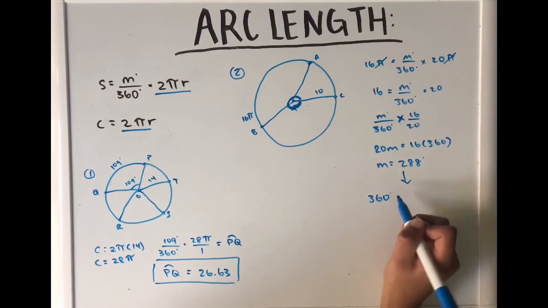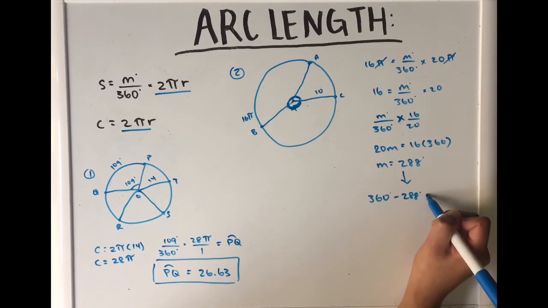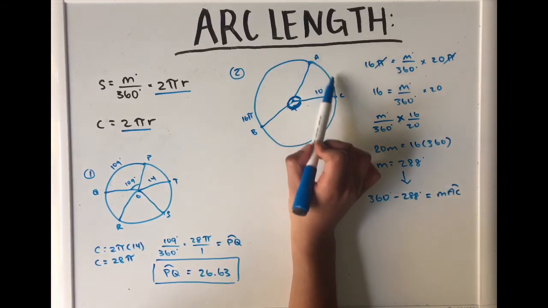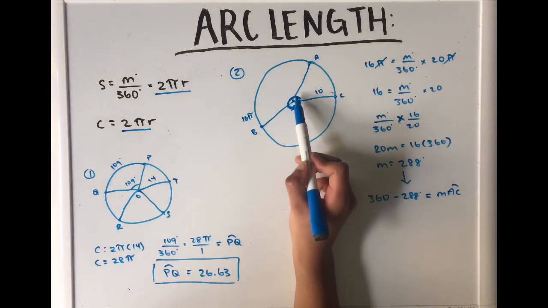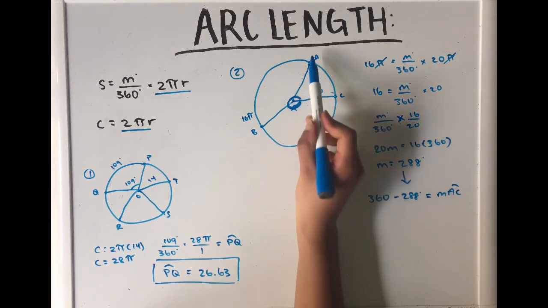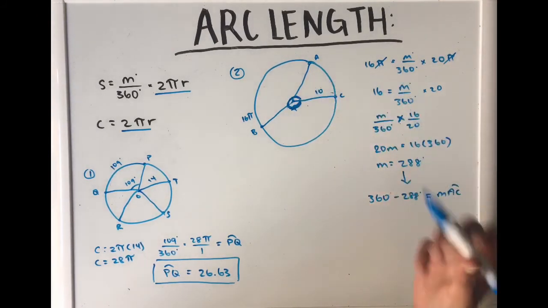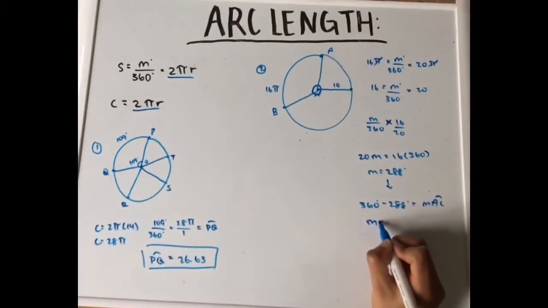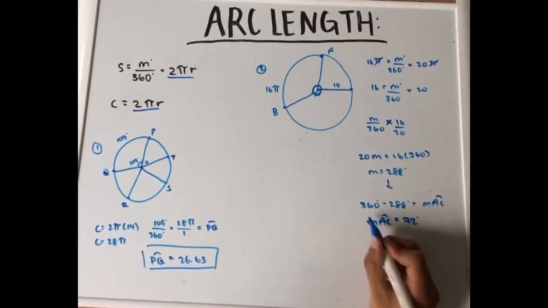And if this is m, what we can now do is plug this in, and we get 360 degrees minus 288 degrees, and that will give us the measure of arc AC, because measure of arc AC is here. Once we do this, we'll get the measure of this angle APC, and that's the central angle, so then the arc will be the same. And when we subtract all of this, we'll get the measure of arc AC to equal 72 degrees.